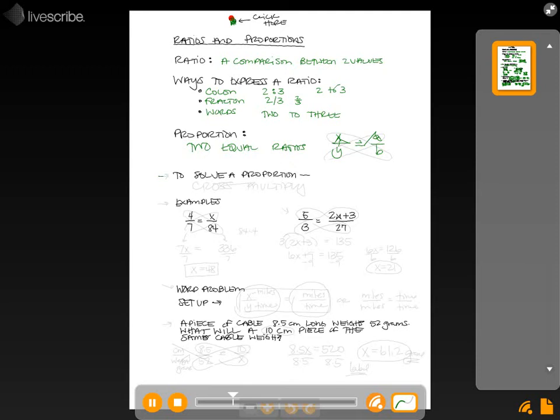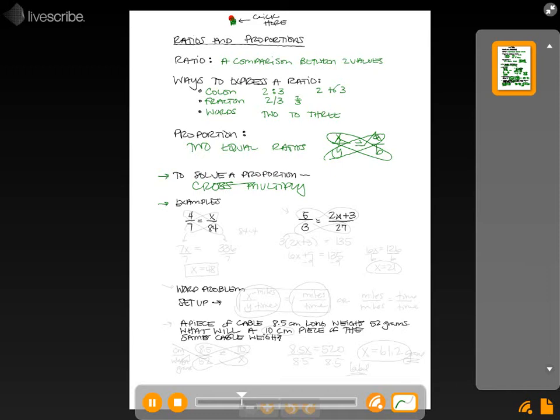So to solve a proportion, the big idea is that you cross multiply. So if we go back to our example up here, we would multiply the y and the a, and the x and the b. We go diagonally across and multiply those values together. We've got two examples here and then a word problem that we're going to look at. They start easy and then they progressively get harder as we go through.